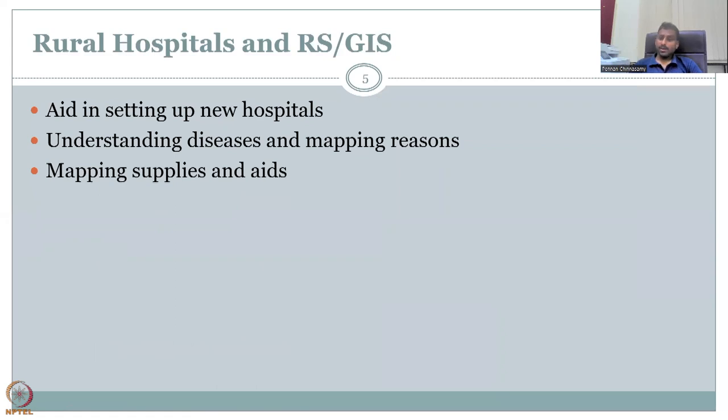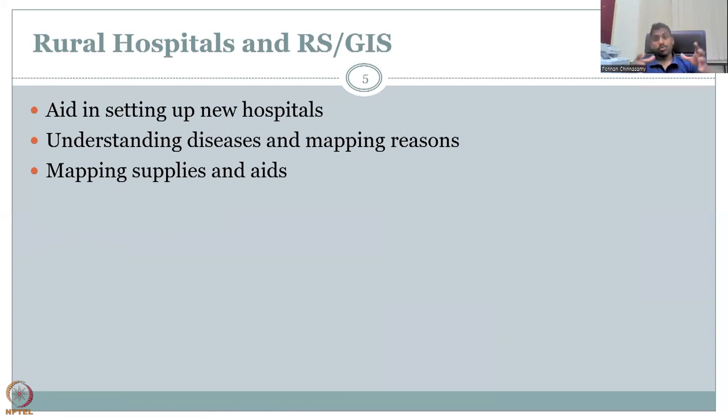Understanding diseases and mapping regions. So this comes very interestingly and very importantly in locations where there are high diseases, if it is mapped. For example, there are regions where dengue is high, malaria is high, Kerala border, Western Ghats, where there's a tremendous amount of rainfall, water stagnation, there is malaria.